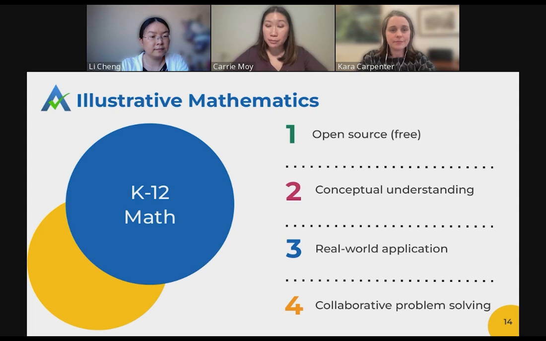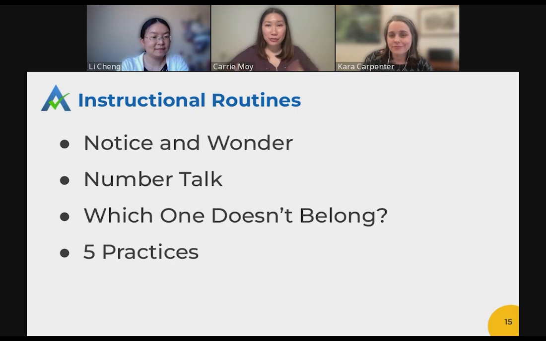So the resources in this free open source curriculum are designed to focus on students' mathematical understanding and their problem-solving skills through active engagement, collaborative discourse, and exploring multiple solution strategies. So basically, in an IM classroom, you're going to see students working on the problems, showing strategies to each other, and you're going to know that their experiences and ideas are valued. So how does Illustrative Mathematics actually do this, you might ask? Well, it's through this idea of their instructional routines. There's notice and wonder, number talk, which one doesn't belong, and the 5 practices, just to name a few.